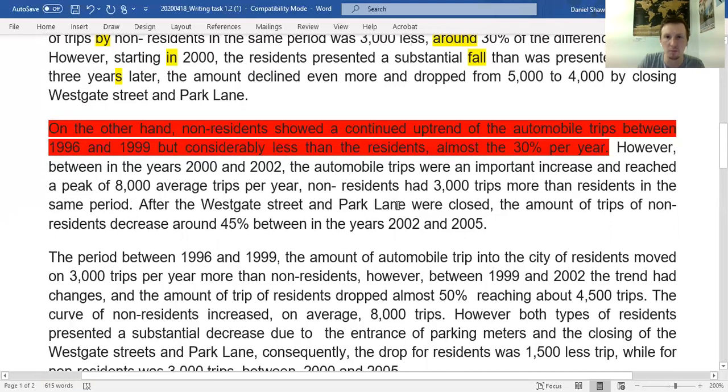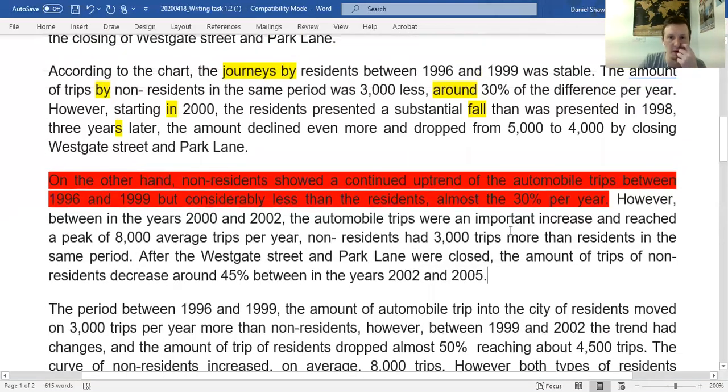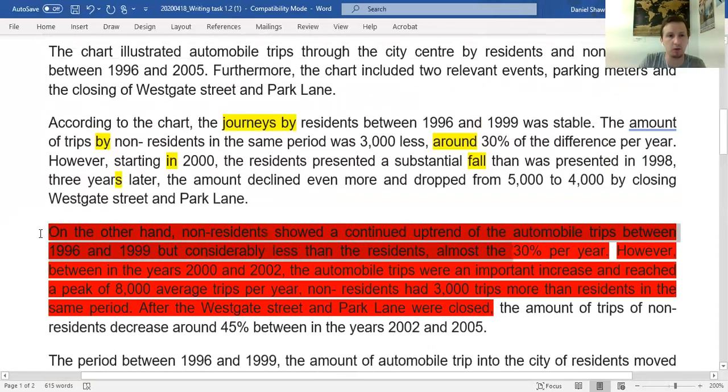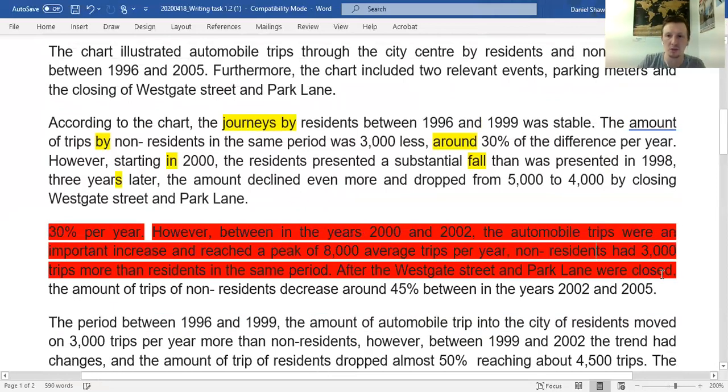After Westgate Street and Park Lane were closed, we've already said that here, the amount of trips decreased around 45% in the years 2000 and 2005. So what we might be able to do here, we can keep the last point because I think that is quite important. But this information here, we probably don't need it because a lot of it is just repeating and we only have 150 words. So what we can probably do is actually get rid of all of this and reduce everything down.